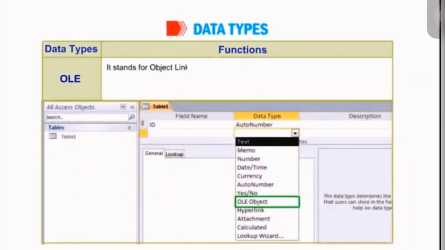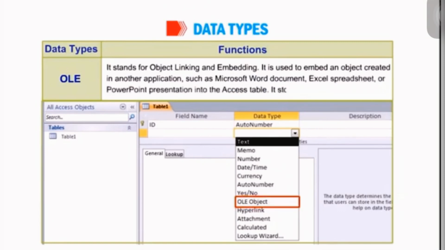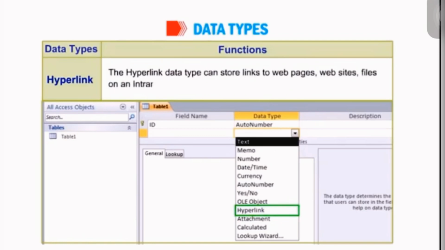OLE. It stands for Object Linking and Embedding. It is used to embed an object created in another application, such as a Microsoft Word document, Excel spreadsheet, or PowerPoint presentation into the Access table. It stores up to 2 GB of data. Hyperlink. The Hyperlink data type can store links to web pages, websites, files on an intranet or LAN on your computer.